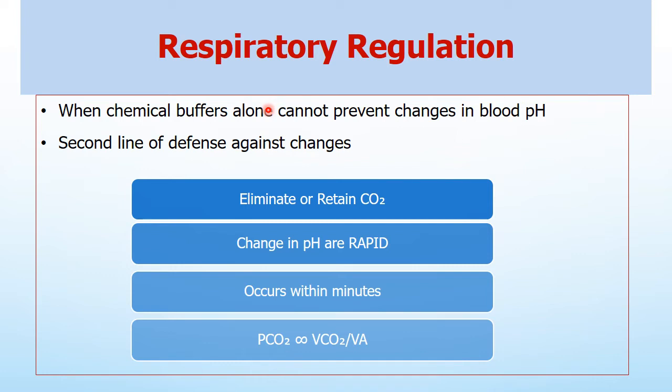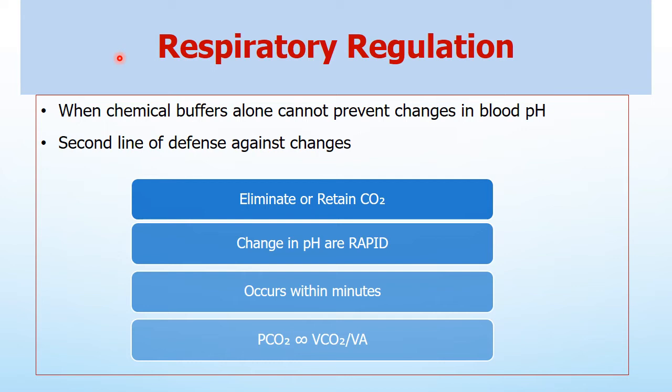So we learned about the buffer systems, and when the chemical buffers alone are not able to prevent the changes in blood pH, the respiratory regulation comes into action. This is the second line of defense. Here our lungs can maintain the pH by either eliminating or retaining carbon dioxide, and these changes in pH are rapid and occur within minutes.